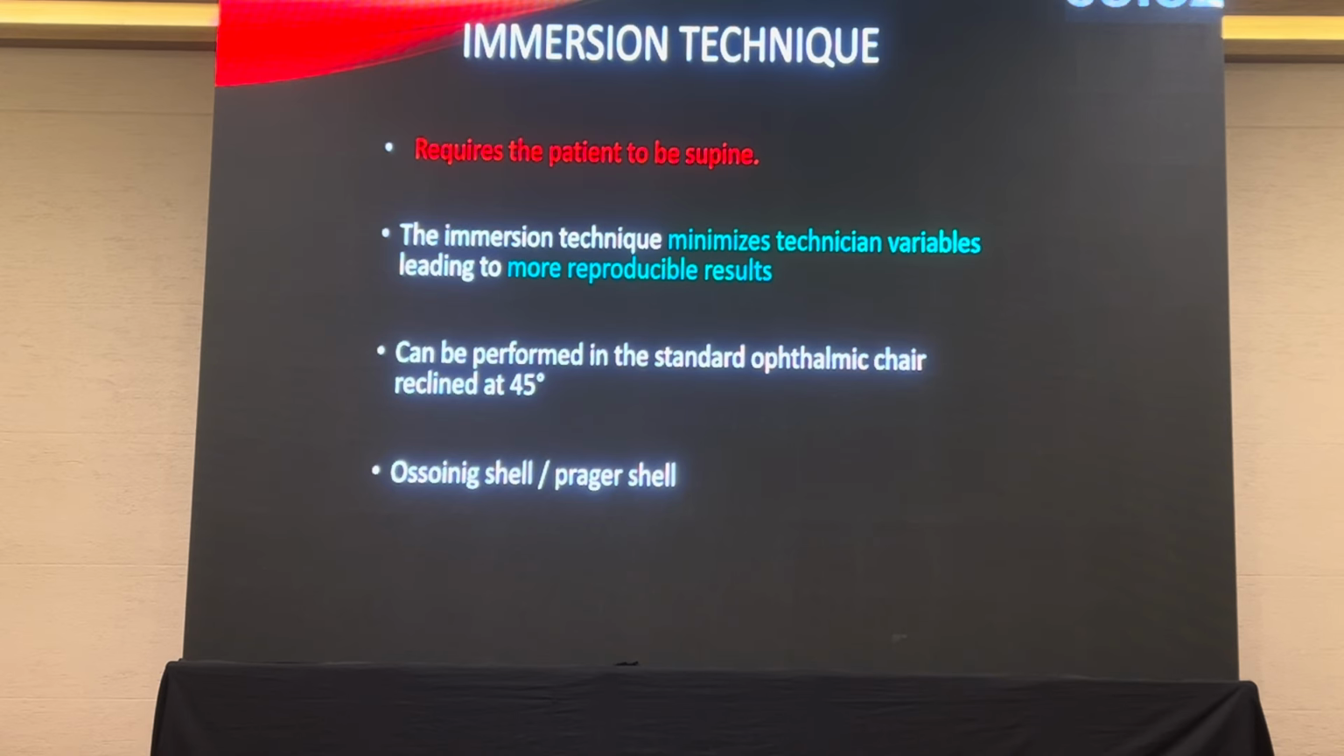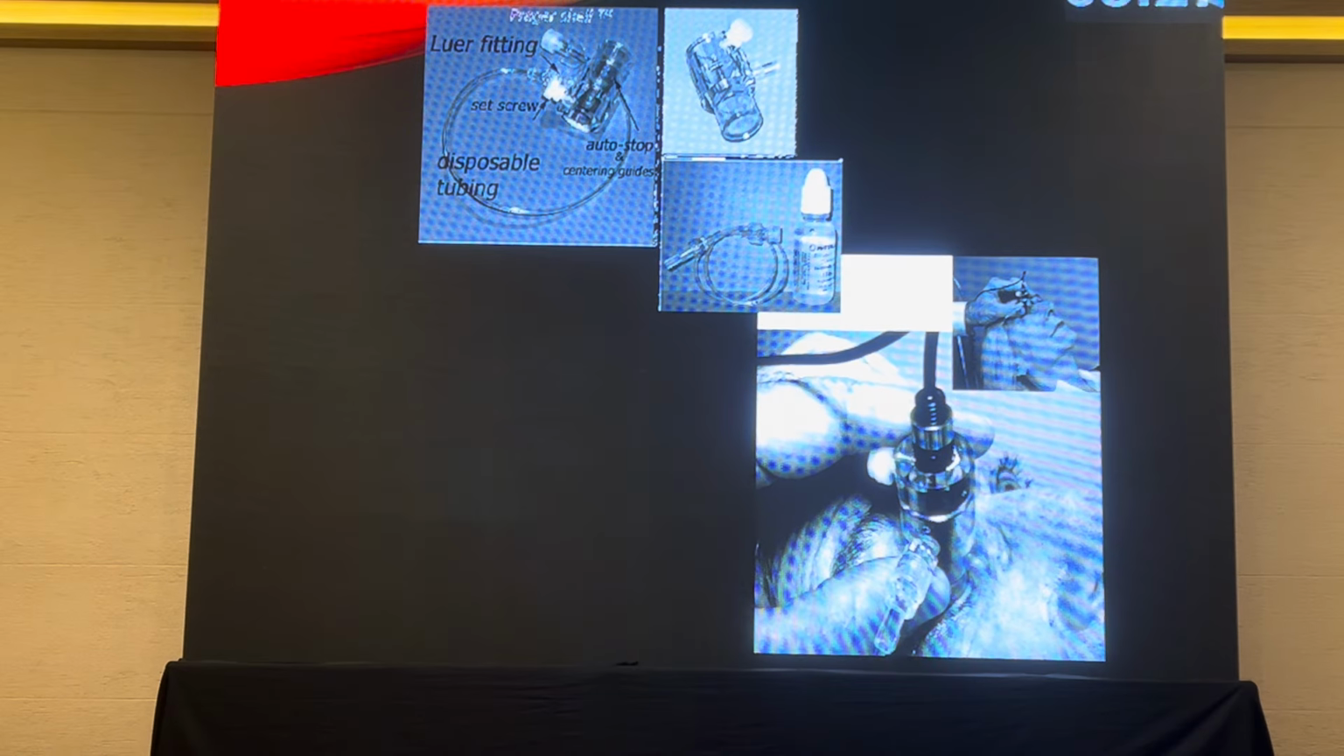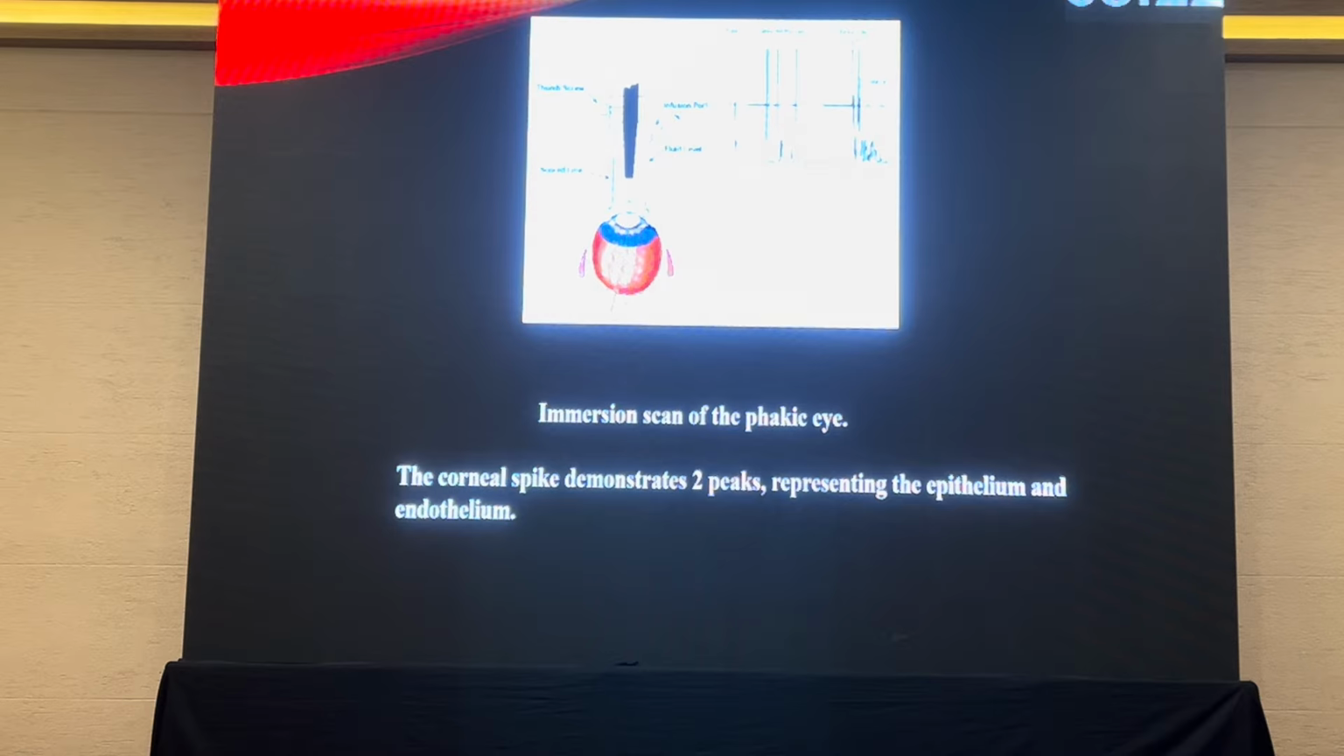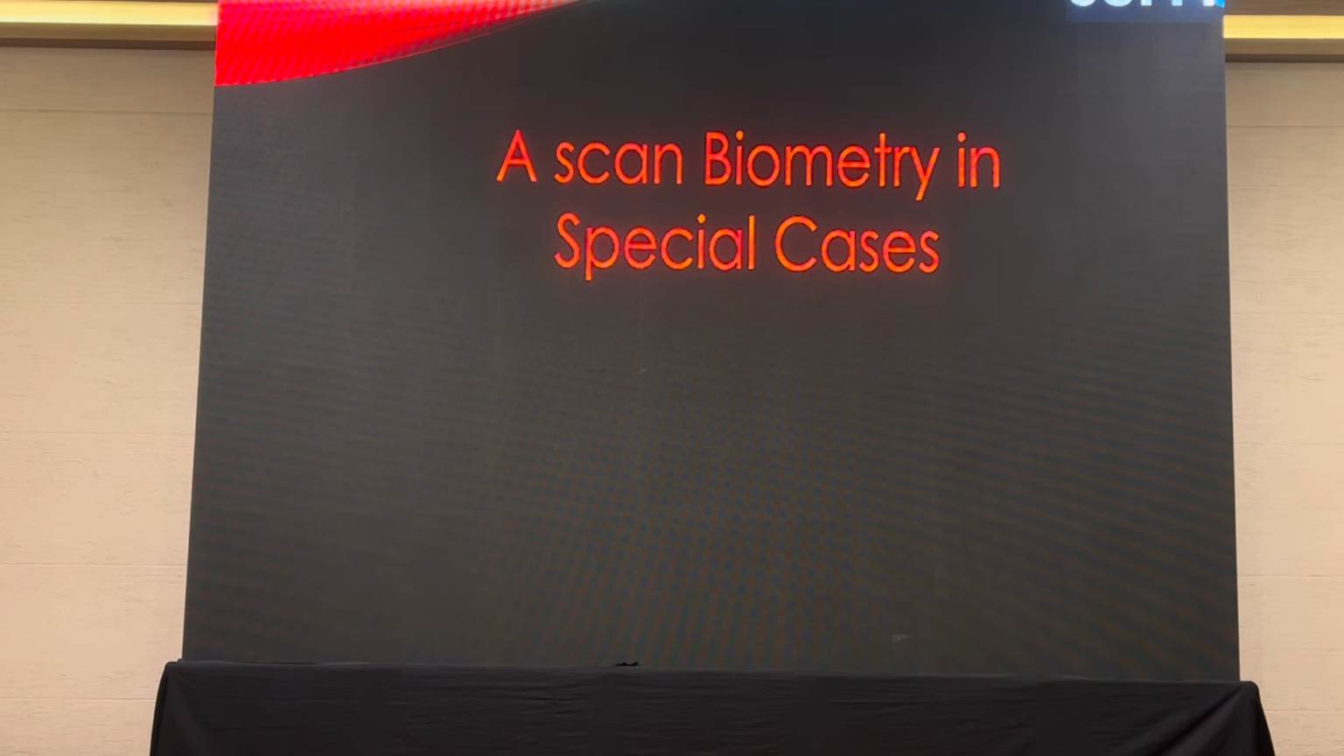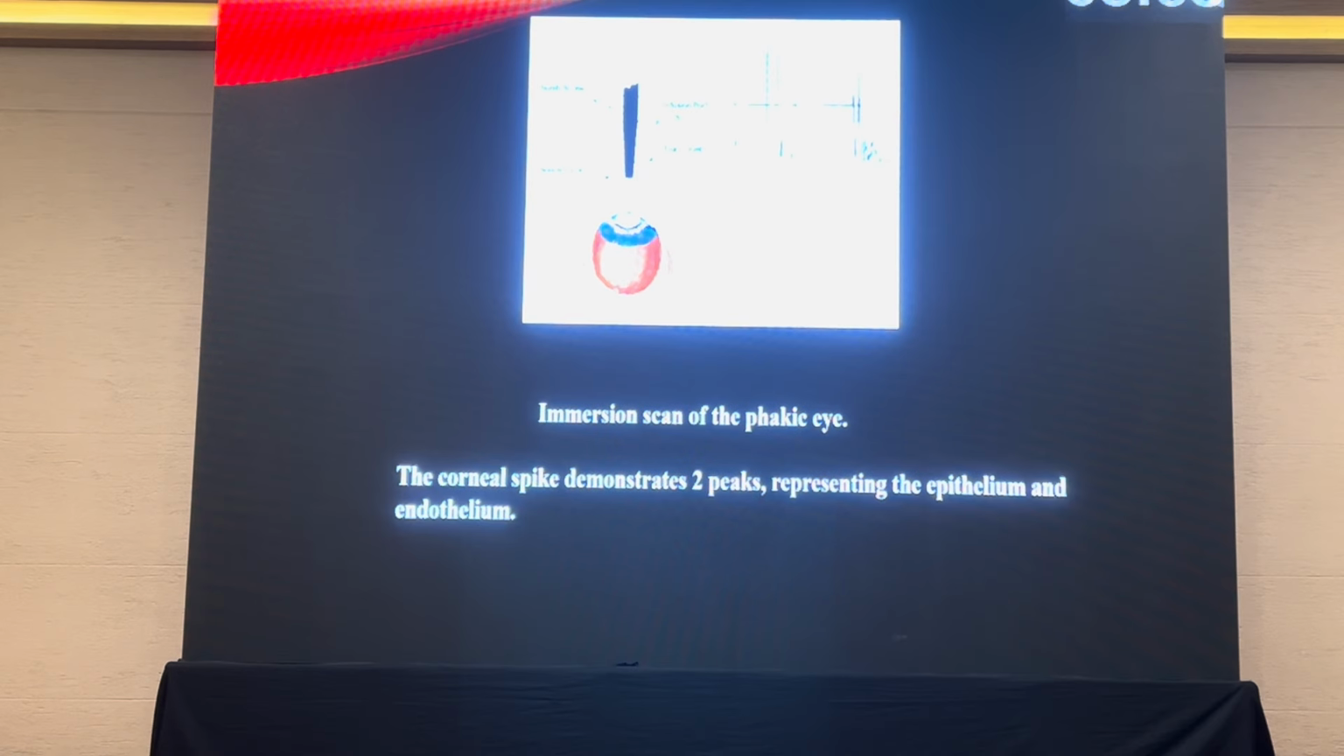So there is no individual variation, there is no indentation, and you use something called a Prager shell. It's a water bath, placed on the cornea. So this is essentially how it is. The probe reaches only till here, and there is a water bath. This water column is the one which gives you the reading. And here you have an extra spike. This is from the probe, and the corneal spike and the probe spike are not the same.